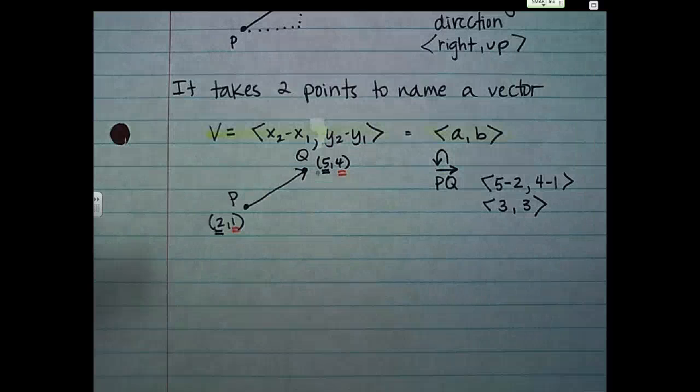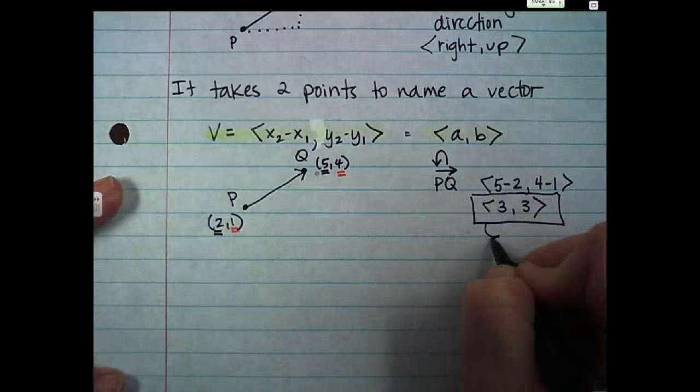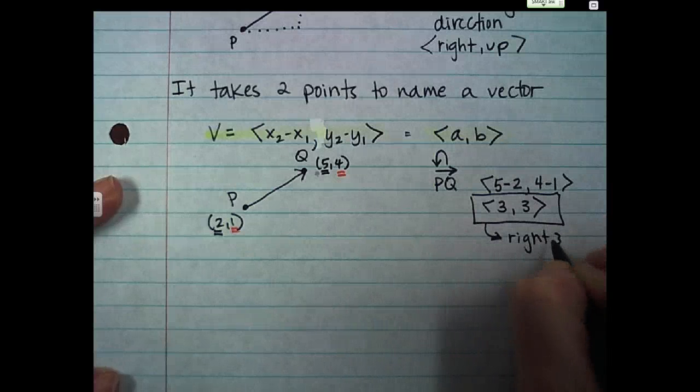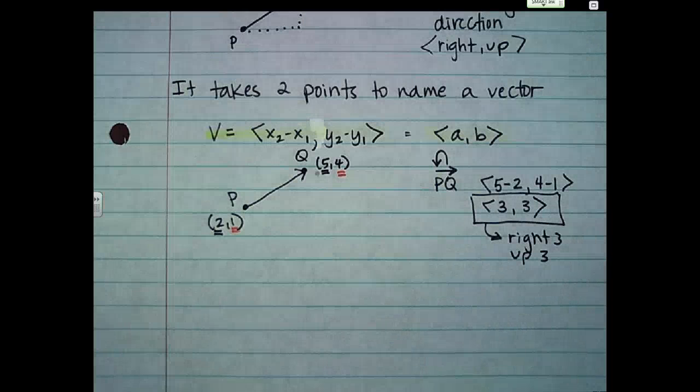So the vector is called ⟨3, 3⟩, and that's because I moved right 3 and up 3. That's why it's named a vector. The little ⟨3, 3⟩ means to get from P to Q, we're going to go right 3 and up 3. ⟨3, 3⟩ is not a spot on the graph. No, it's a direction. Okay, I went over 3 and up 3.